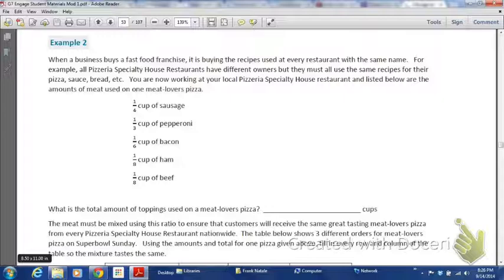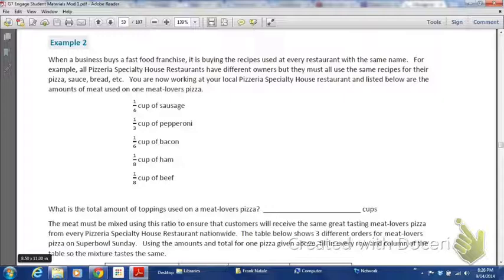When a business buys a fast food franchise, it is buying the recipes used at every restaurant with the same name. For example, all Pizzeria Specialty House restaurants have different owners, but they must all use the same recipes for their pizza, sauce, bread, etc. And this is a very similar and very realistic example here.